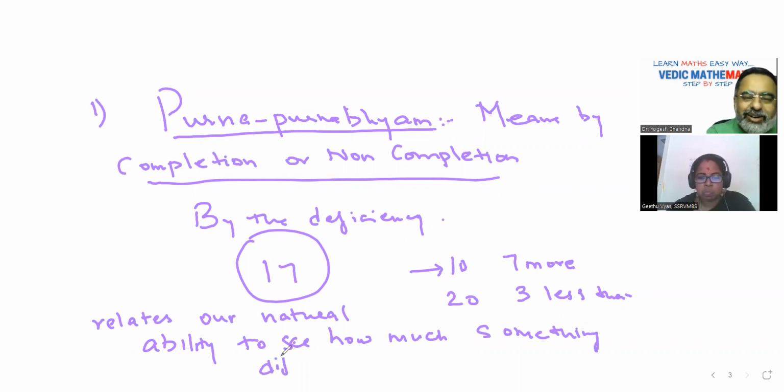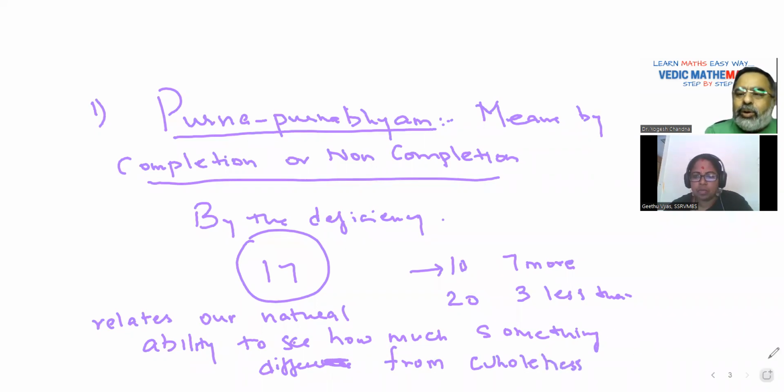See, if you just try to analyze this, it is a human tendency. We always see somebody is doing something. Oh no, he's doing something less than that. So similarly, this is our natural ability to see how much something differs from wholeness. Wholeness means completeness. Now, how is this wholeness defined? Basically, you are considering it as a 10-point circle.